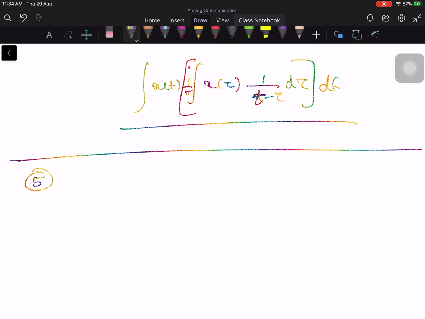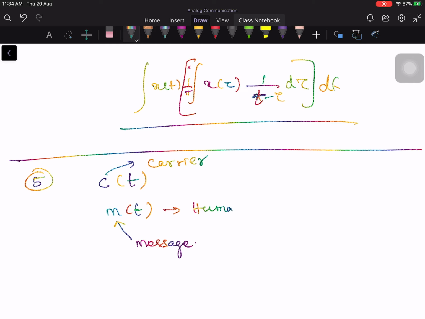Suppose you have two signals. I will call them C of t and m of t. There is a specific notation for why I chose C and M here. Here C indicates, let's say, carrier, and here M indicates, let's say, message. Generally, let us take a human voice signal. The voice signal ranges from, let's say, 300 hertz to 3300 hertz.